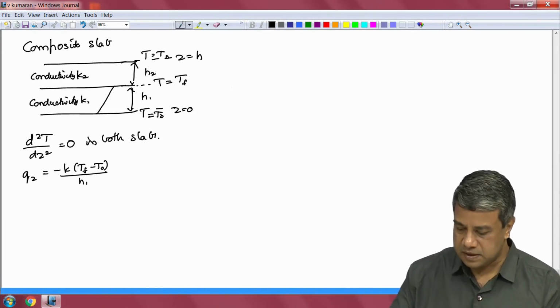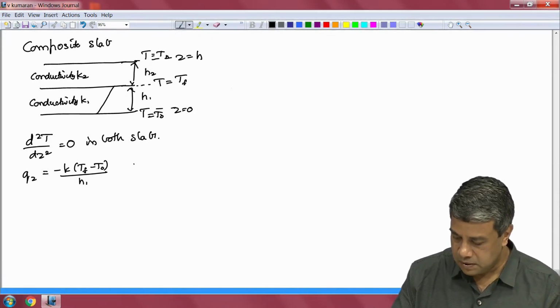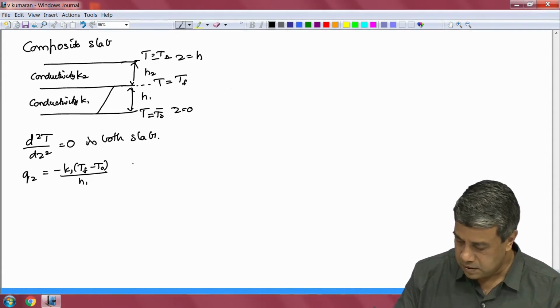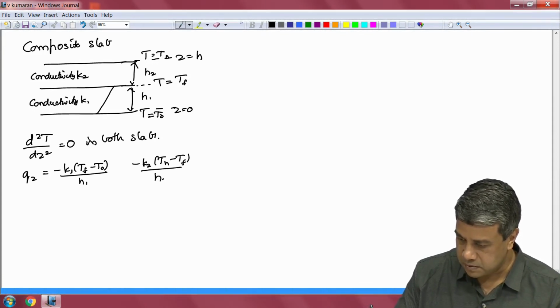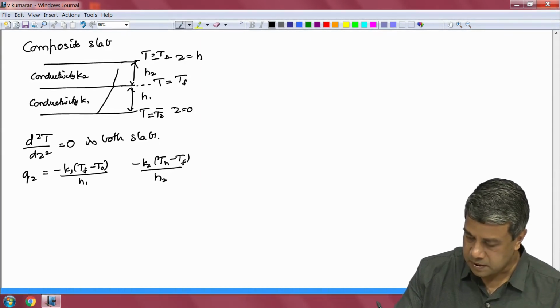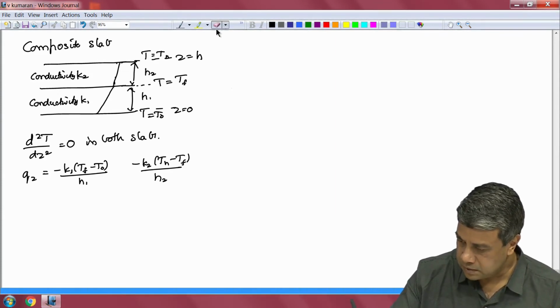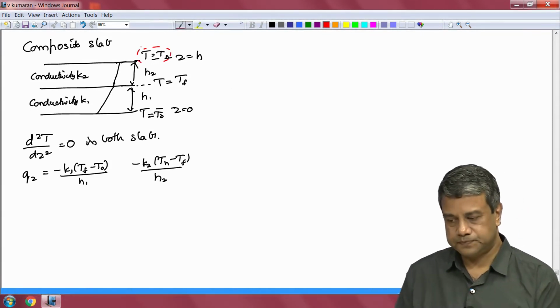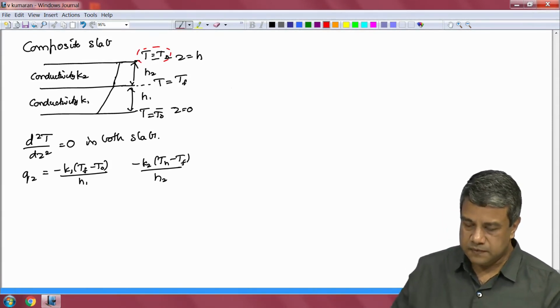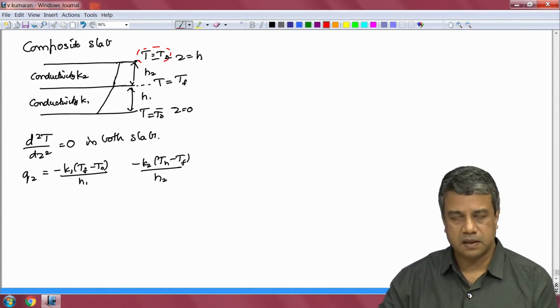The flux in the second slab is going to be equal to, sorry, I should put a K1 here, minus K2 into Th minus Tf by H2. So, if I have some other temperature variation in the second slab, this is Tf, this is Th. The temperature here is Th, and Z is equal to H. The difference in temperature across the second slab divided by the thickness.